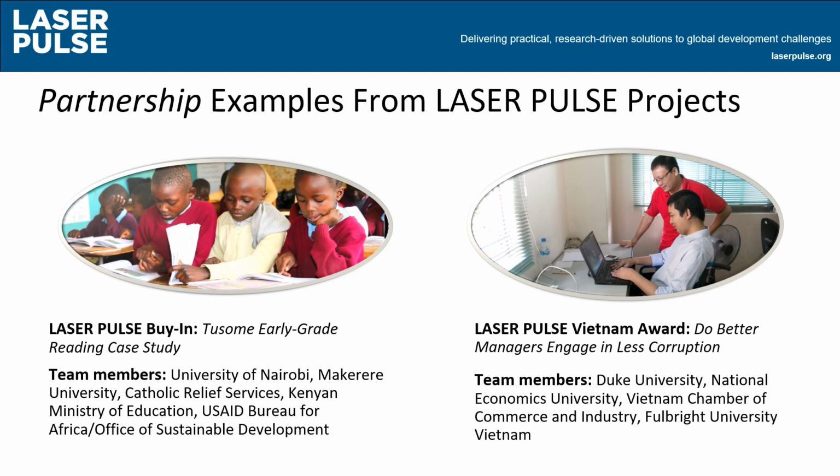Another diverse partnership is in Vietnam, where Duke University is partnering with Vietnam National Economics University, the Vietnam Chamber of Commerce and Industry, and Fulbright University Vietnam. So, this is an American university and two local Vietnamese universities coming together with the local Chamber of Commerce to figure out sustainable solutions toward corruption.